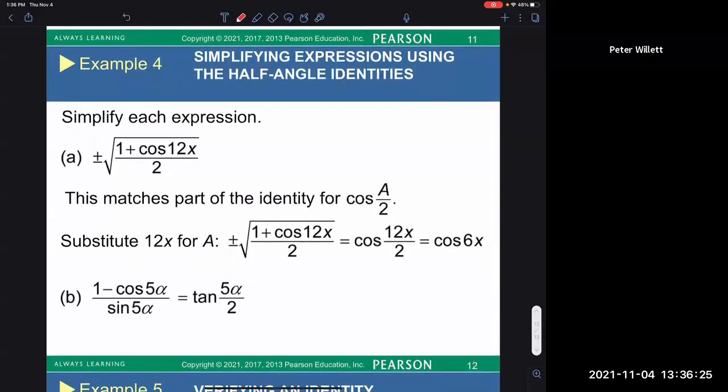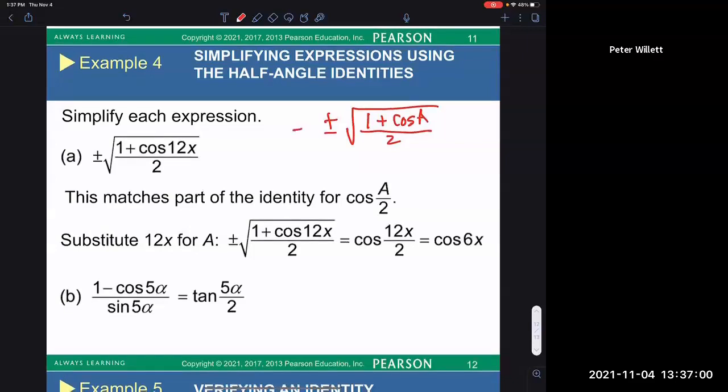So for the first one in part A, they just give you this expression, plus or minus radical 1 plus cosine 12x over 2. So it says this matches part of the identity for cosine of a over 2. The plus means it's the cosine. If it was a minus, it would be the sine. So the thing we would be comparing this to is plus or minus the square root of 1 plus cosine a, all over 2. And so if we compared it to that, this is what the identity is for cosine of a divided by 2.